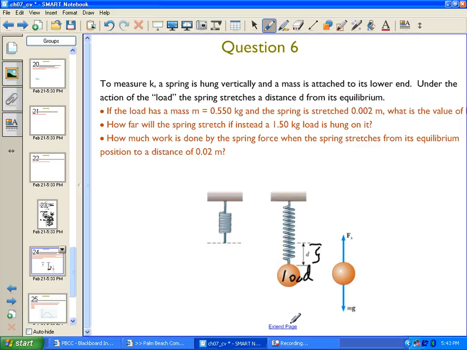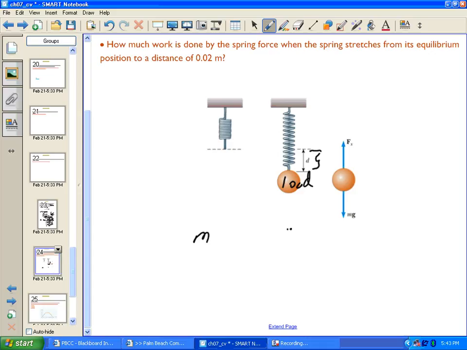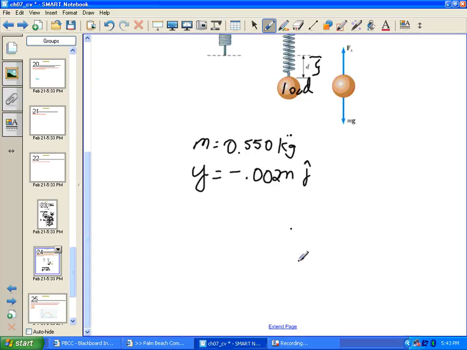We're told initially that the mass of the load is 0.55 kilograms, and that the displacement downward that this mass undergoes is, and we're going to indicate downward with a negative sign, 0.002 meters. Let's be sure we put a little j hat there because we're pointing downward. We look at the free body diagram that's presented here. Fs equals minus ky.